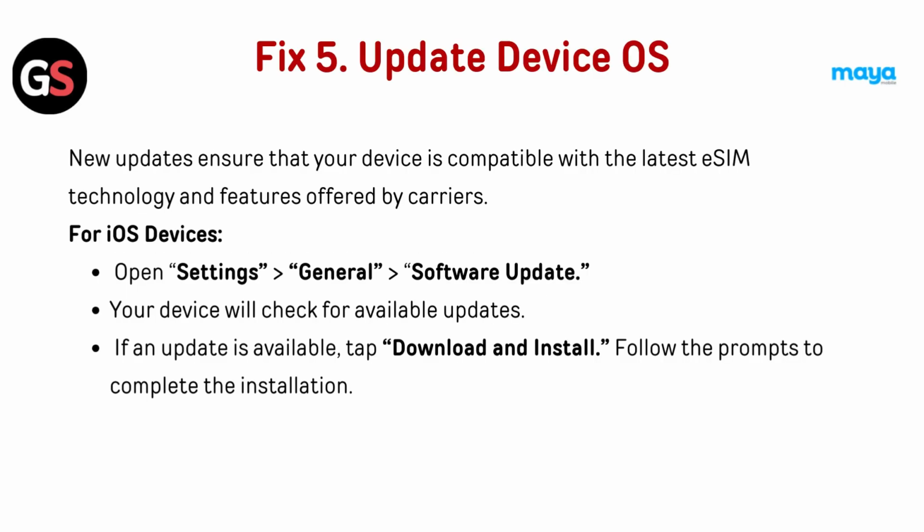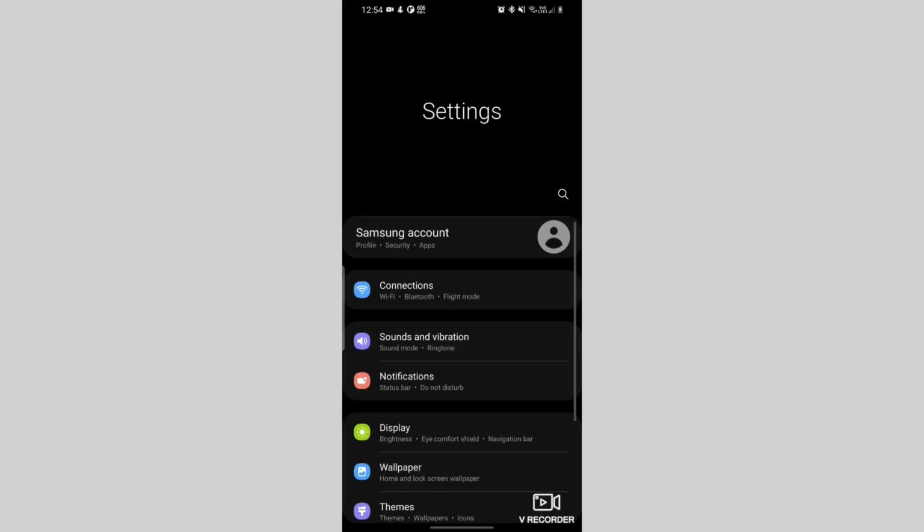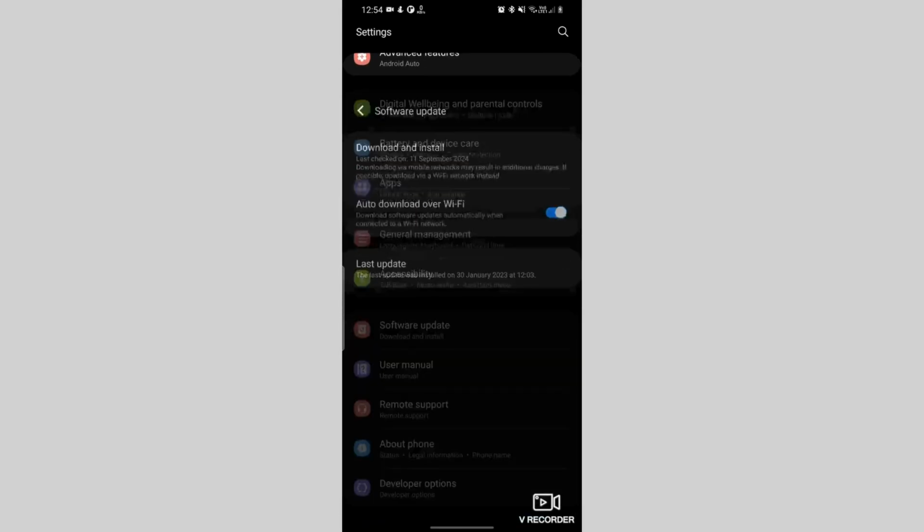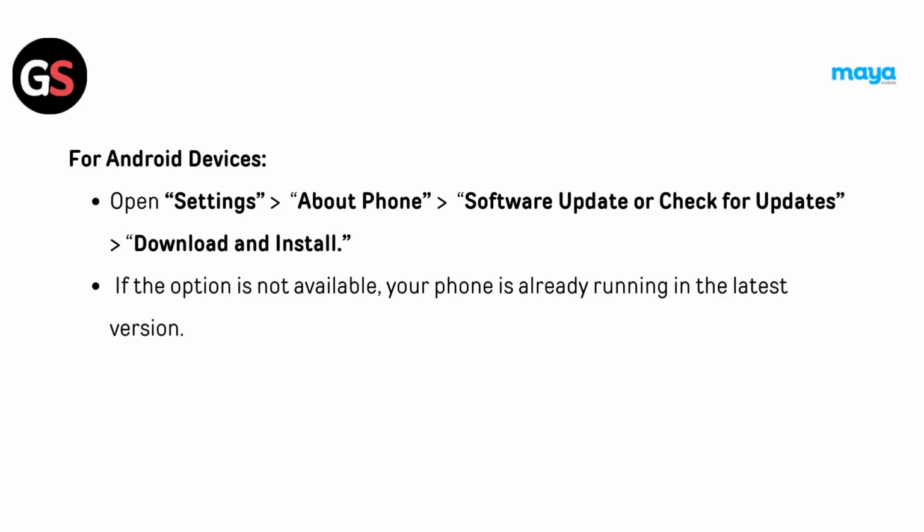Fix 5. Update your device's operating system. New updates ensure that your device is compatible with the latest eSIM technology and features offered by carriers. For iOS devices, open Settings, then General, then tap on Software Update. Your device will check for available updates. If an update is available, tap Download and Install. Follow the prompts to complete the installation. For Android devices, open Settings, tap on About Phone, Software Update or Check for Updates, then download and install. If the option is not available, your phone is already running the latest version.